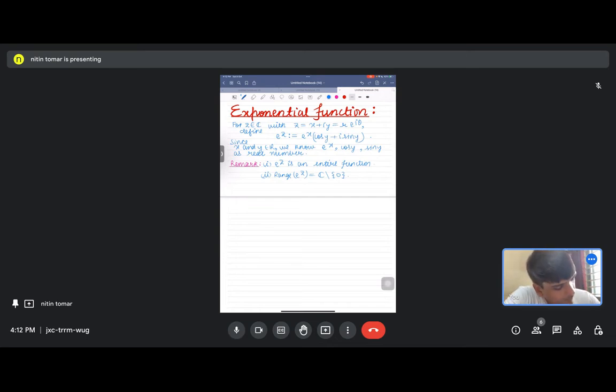Okay, and it follows some algebraic identities, which is e^z e^w will be e^(z+w), correct? And e^z, if you add 2 n pi iota, it will be same as e^z, correct? Where z and w belong to C and n belongs to integer.